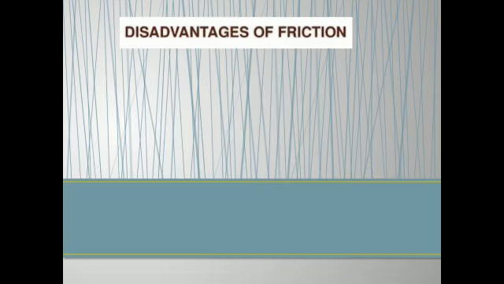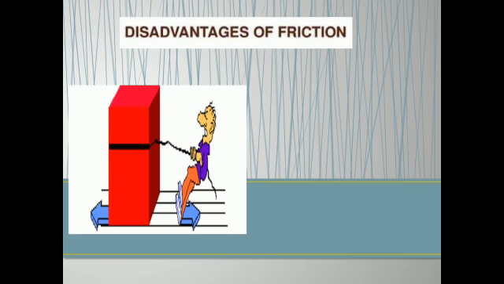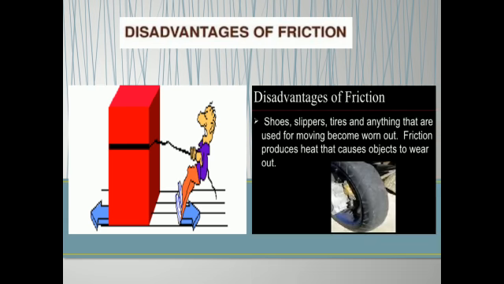Now I will tell you about the disadvantages of friction. Friction causes wastage of energy. This is because anything that moves has to overcome the force of friction. And shoes, slippers, tires, and anything that is used for moving become worn out. Friction produces heat that causes objects to wear out.